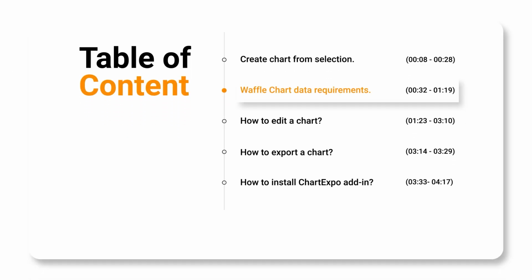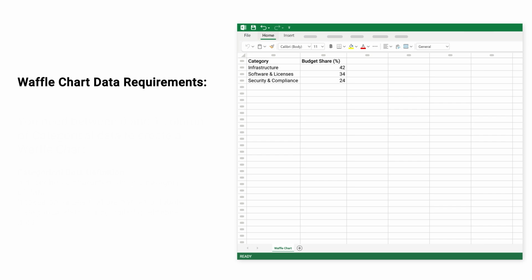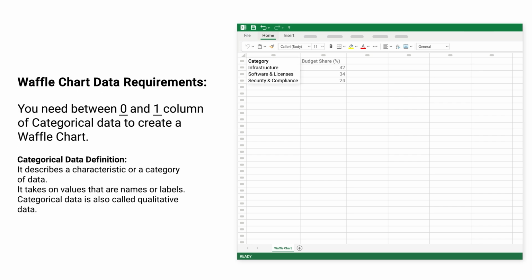Waffle chart data requirements. You need between 0 and 1 column of categorical data to create a waffle chart. Categorical data definition: it describes a characteristic or a category of data. It takes on values that are names or labels. Categorical data is also called qualitative data.